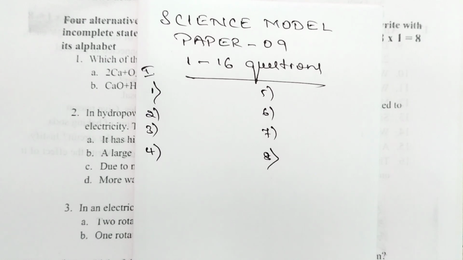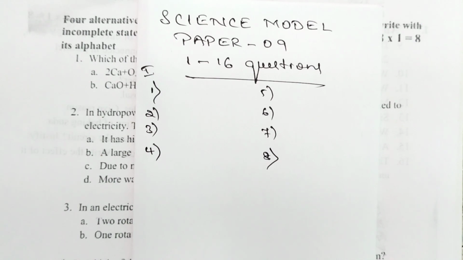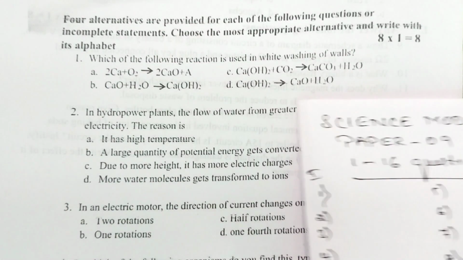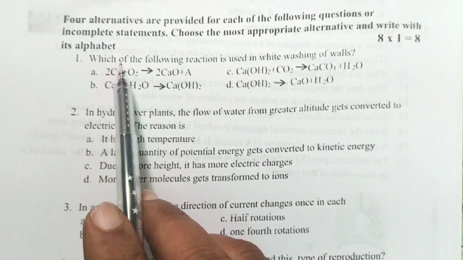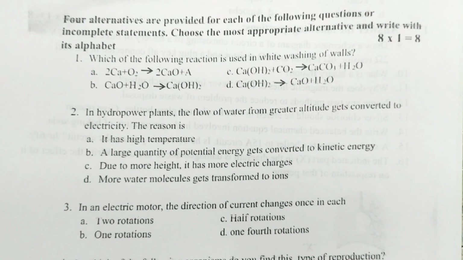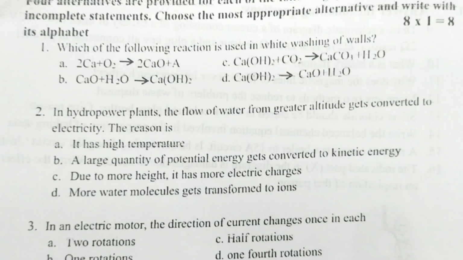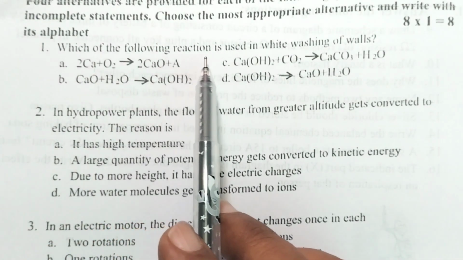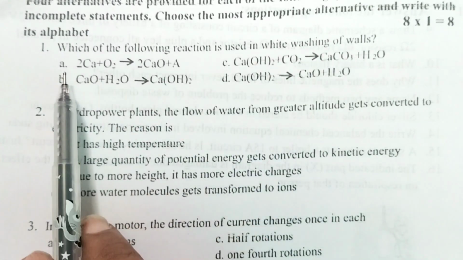In this video we are going to solve science model paper number 9. In that paper we are going to solve the question number from 1 to 16. So now let us answer question number 1 to 16. The first question is, which of the following reaction is used in the whitewashing of walls?